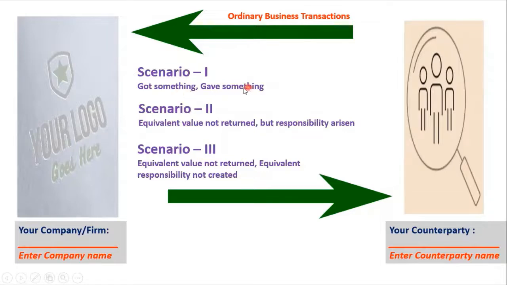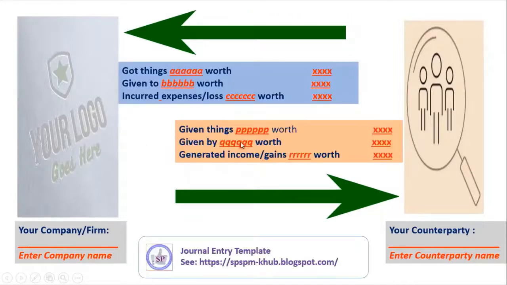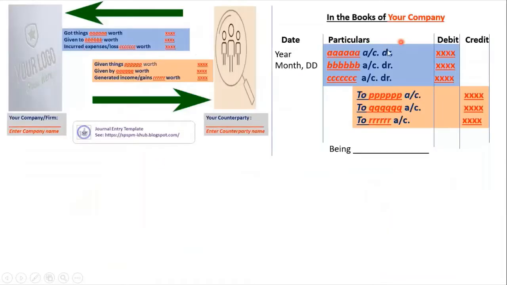So by asking these questions: what we received, what we gave. If equivalent value is not received or given, does any responsibility arise? If no responsibility arises, then is it income or expense? By asking these three questions, we can easily pass the journal entry. And for this, we can use this template. With this template, we can find out who we are, who our counterparty is, what we have given, and what we have received. In this way, we can easily pass the journal entry.